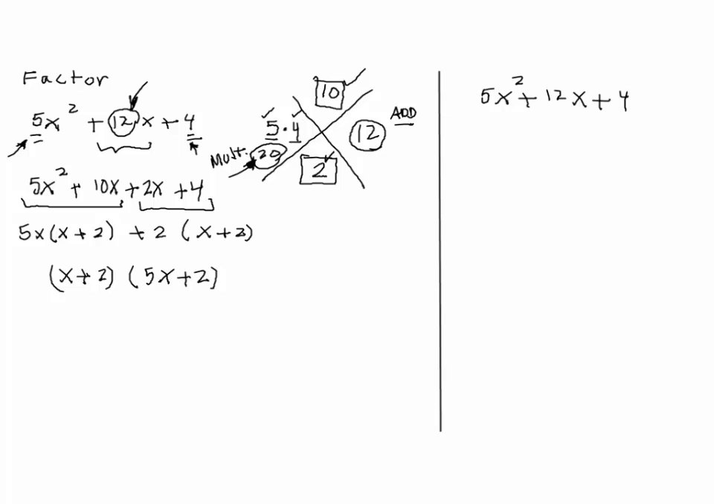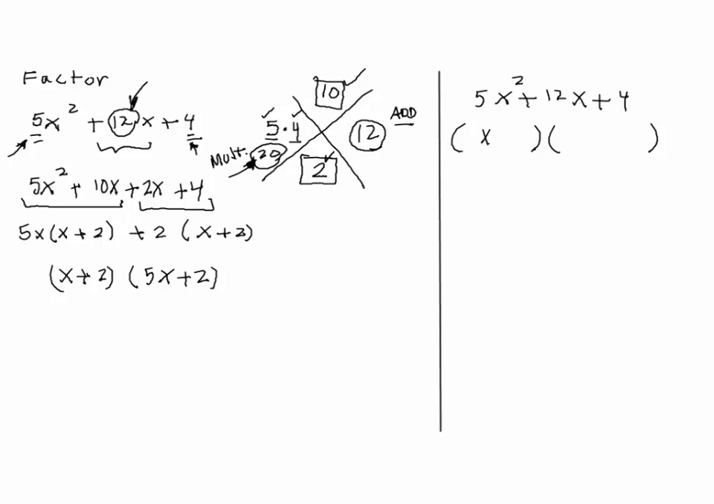5x squared plus 12x plus 4. We can open two parentheses here and look for two numbers. When we multiply them together, we get 5x to the power of 2. Well, for x to the power of 2, obviously we get x and x here. And the possibility for 5 would be 1 and 5 or 5 and 1.